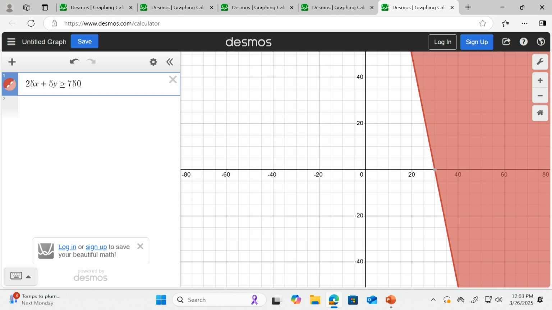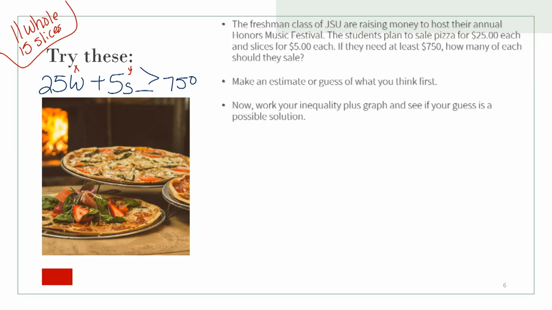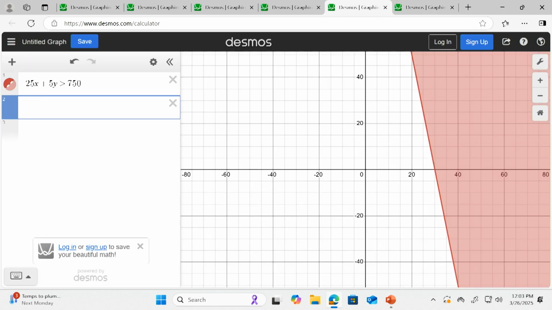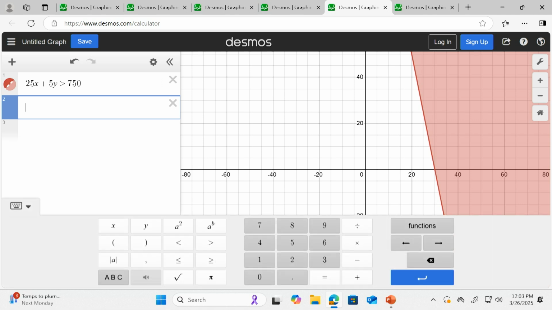What exactly are we looking for? I want to know if first my guess is correct. Now, I said that my guess was what? Let's go back and see what our guesses were. My guess is 11 whole and 15 slices. That would mean 11, 15. So let's go back and see if my guess would be there. So what I'm going to do in my number 2 line on my Desmos, I am going to put 11, 15, and I'm going to label it.